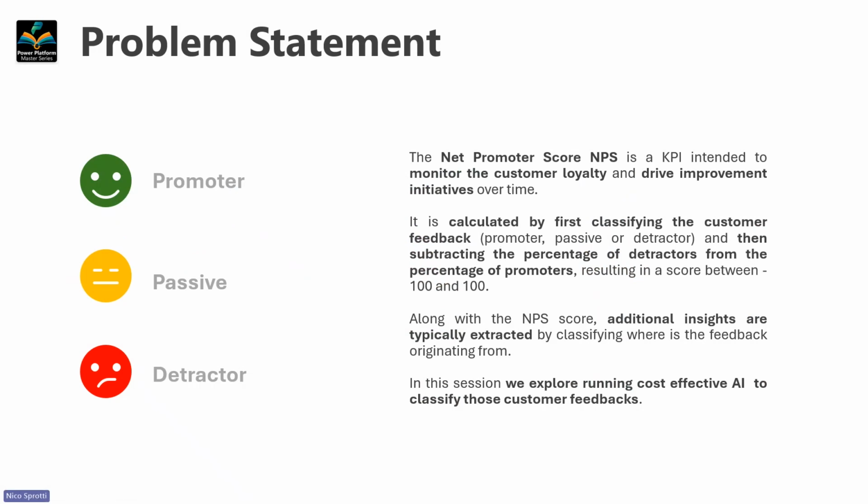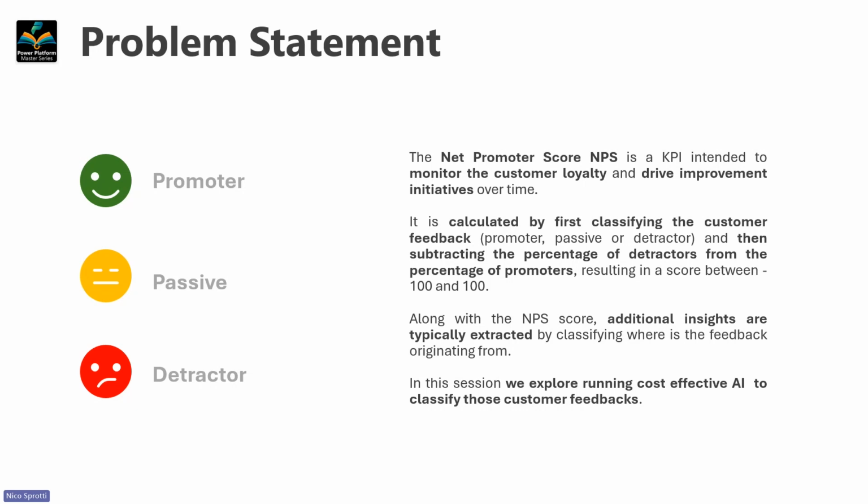What are we solving? Customer feedback. In about every industry, we need to measure how happy my customers are, gather feedback, and hopefully drive process improvement. For that, there is the Net Promoter Score, NPS. It's a KPI to monitor customer loyalty and drive improvement initiatives over time. It is calculated by first classifying the customer feedback. I take one feedback: is it promoter, passive, or detractor? And then subtracting the percentage of detractors from the percentage of promoters. So we forget about the passive in the middle and we just do the subtraction.